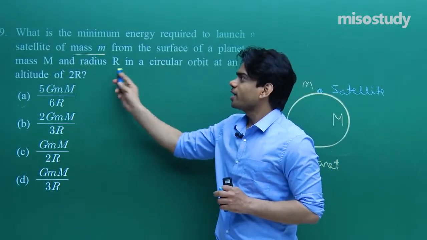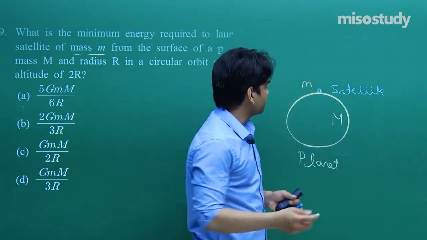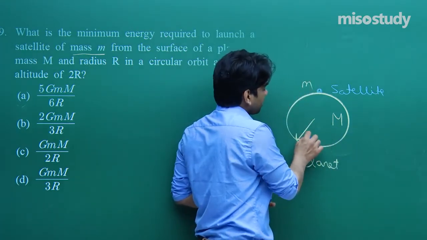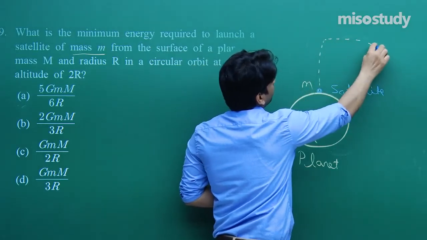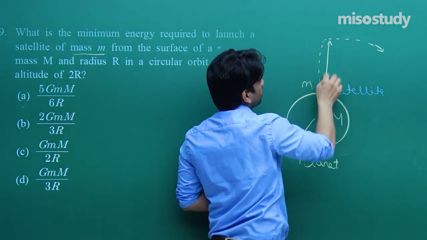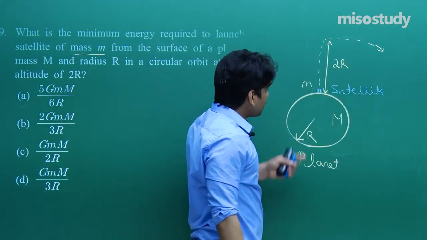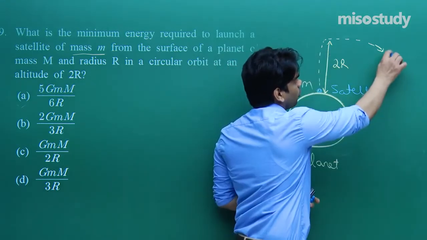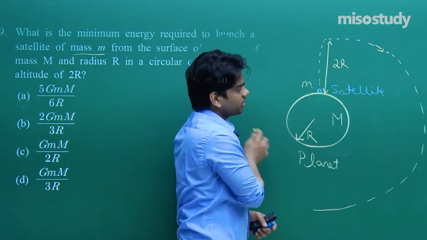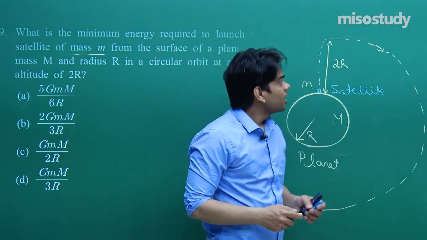From the surface of a planet of mass M and radius r, in a circular orbit at an altitude of 2r. You see its radius is given as r. You have to launch it so that it rotates. This altitude is given as 2r. You have to launch it from here, make it reach here, and it starts revolving all around this planet. This is what we know that the satellite does.